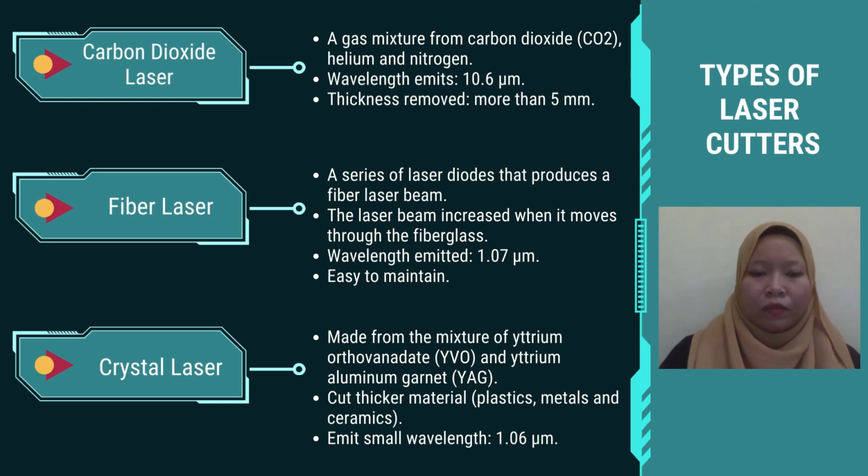It is made from a mixture of yttrium orthovanadate (YVO) and yttrium aluminum garnet (YAG), and it can cut thicker materials such as plastics, metals, and ceramics. The crystal laser will emit a small wavelength, which is 1.06 micrometers. It helps to improve focus, thus increasing concentration, but it will damage the machine parts quickly, thus increasing the operation cost.